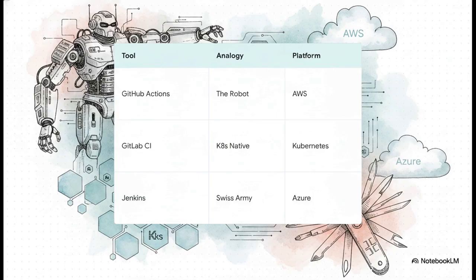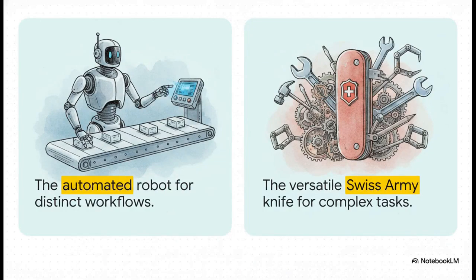Then you have GitLab CI, which is our Kubernetes native option, built specifically for those containerized environments. And of course, there's Jenkins, the classic Swiss Army knife, famous for handling complex, custom enterprise deployments, often on platforms like Azure. The contrast between these approaches is actually fascinating.